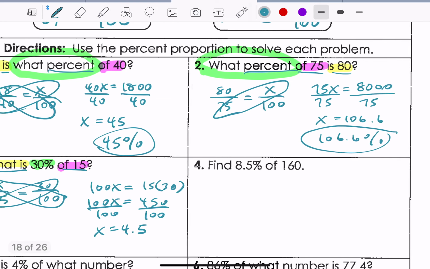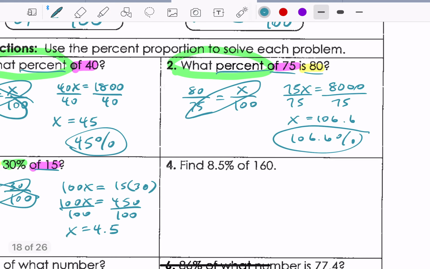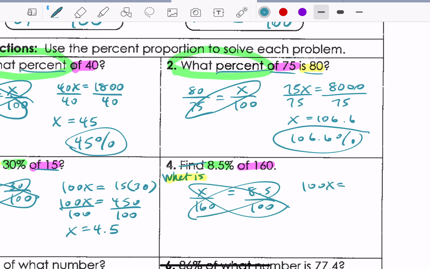Okay, number 4, find 8.5% of 160. What find really means is what is. That's what they're really saying when they say find. So that's where my is part is. I'm missing the is. My of is 160 and my percent is 8.5. So when I go to set this up, is is the x, that's what I'm finding, of is 160, equals 8.5 over 100. So when I set it up for my proportion, 100x equals 160 times 8.5.